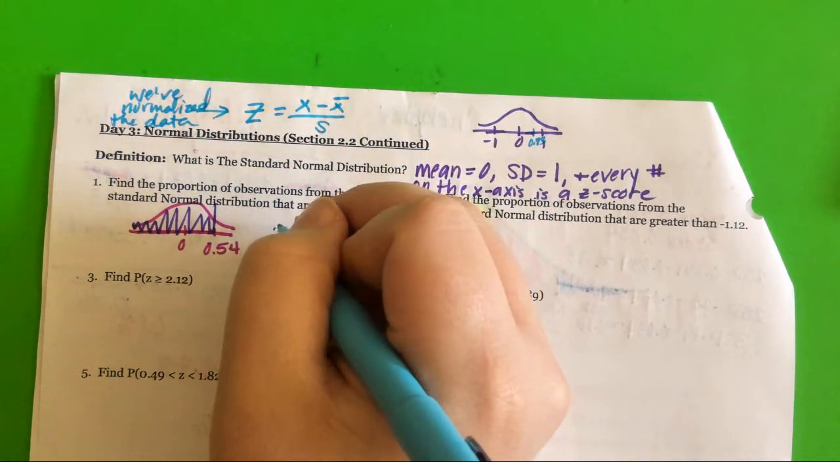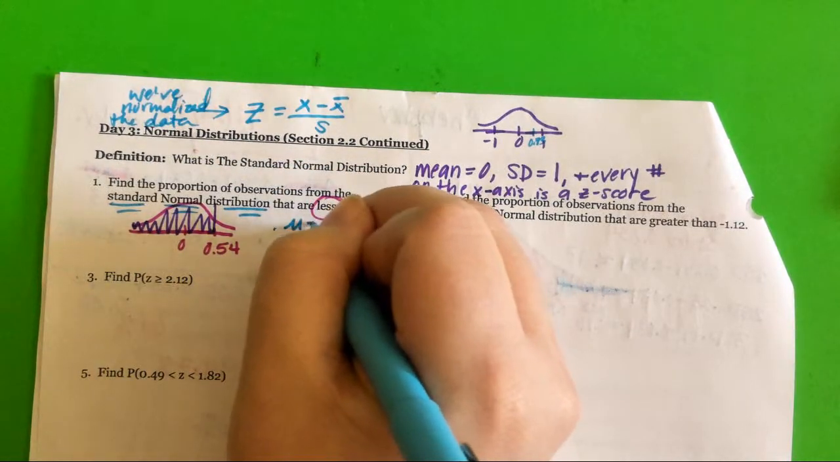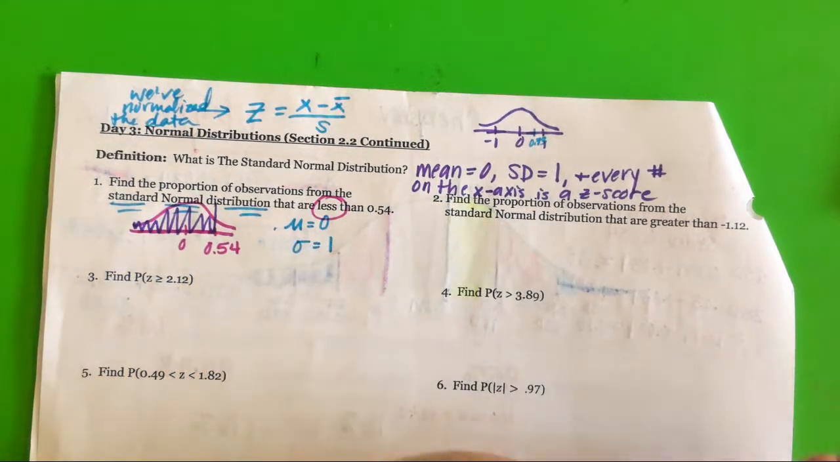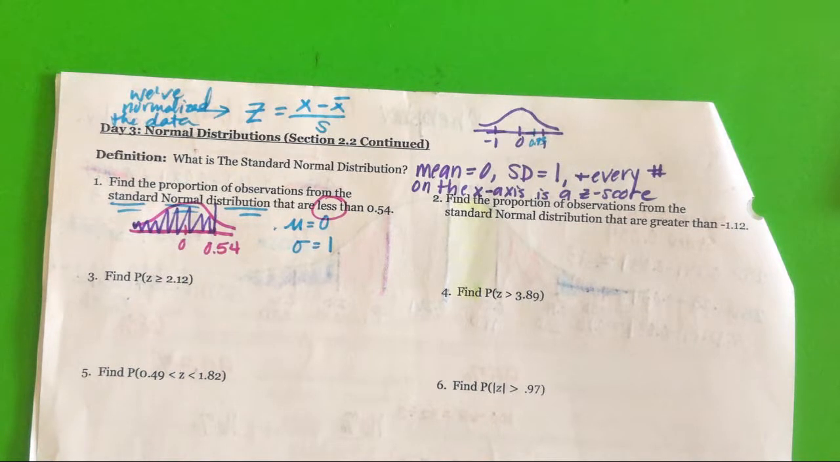Okay, and again, since they told me it was the standard normal distribution, I understand that my mean is 0 and that my standard deviation is 1. That's just understood. So all I'm going to have to do on this one is actually super easy. I've got to go to my Z table. I've got to find 0.54.